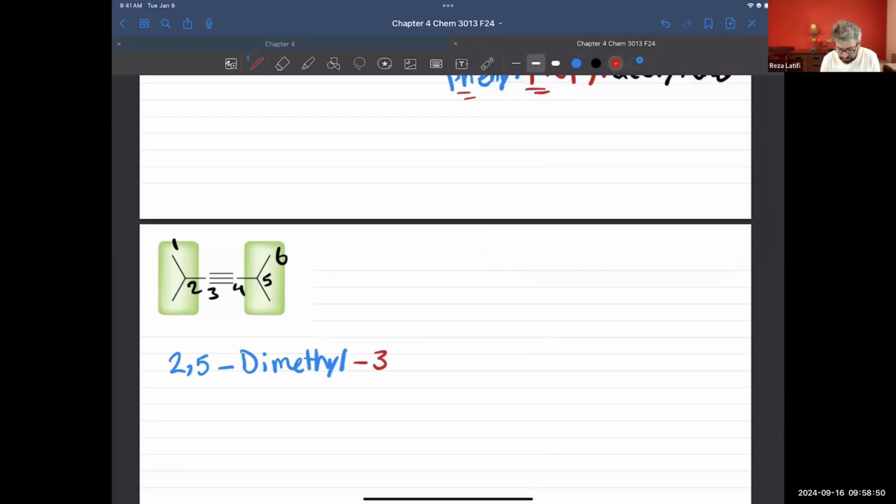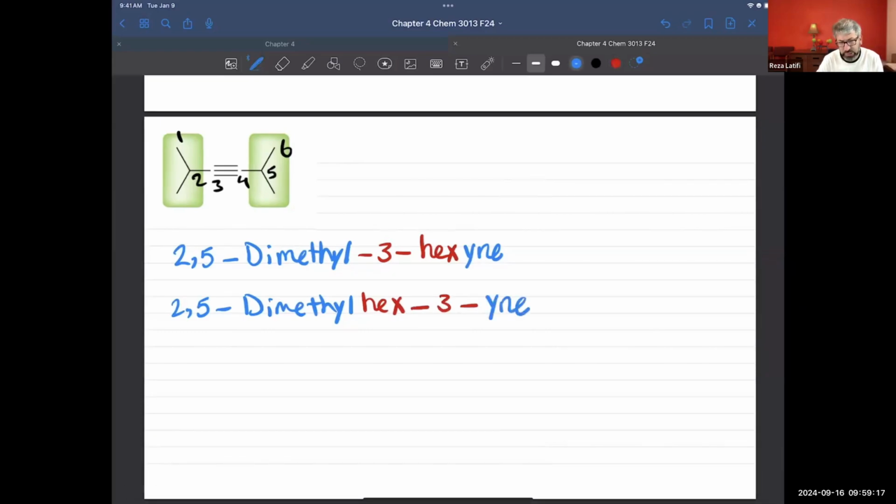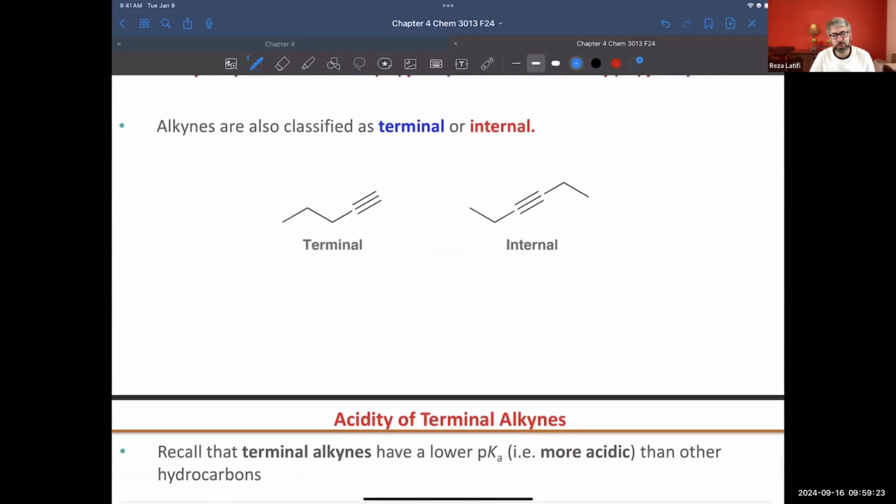And where is the triple bond? It will be on the 3rd carbon. So I would say 3-hexane if it's saturated, but it's not. Clearly, I have a triple bond. So I say 3-hexyne, or you can say 2,5-dimethyl, then hex dash 3, and then YNE. That's another way to name the compound. If the triple bond is sitting at the beginning or at the end of the molecule, we call it terminal. But if it's somewhere in the middle, then it is internal.